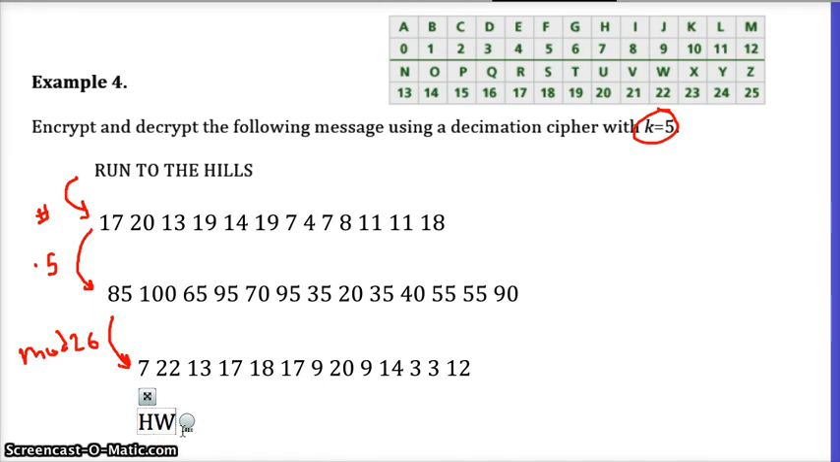H, W, 13 is N. I could put a space because I'm still in the encrypting phase, so I know there's a space there, so I might want to put a space. You might see a space in the answer keys or in the tests and things. 17 is R, I did that right. 18 is S, back to R, etc. Okay, and there's our encrypted message.